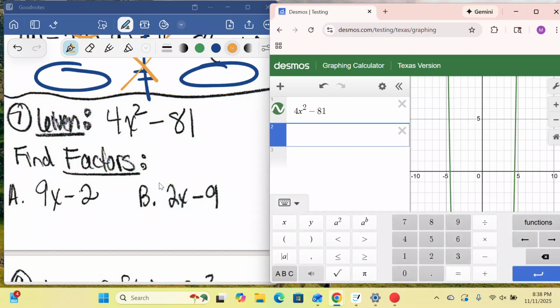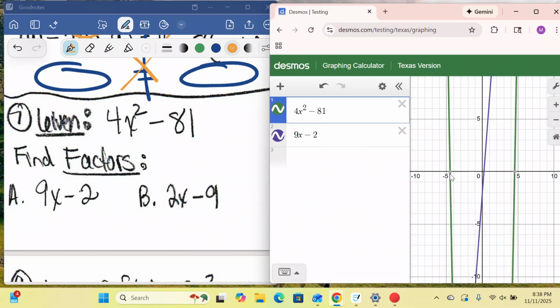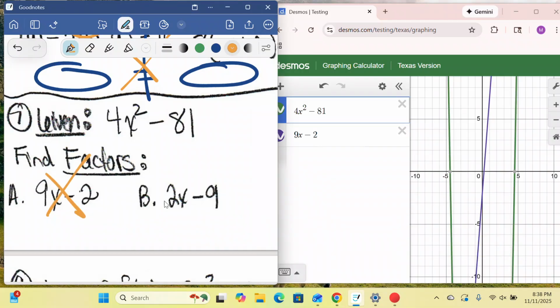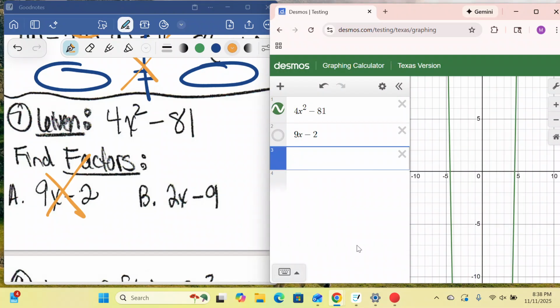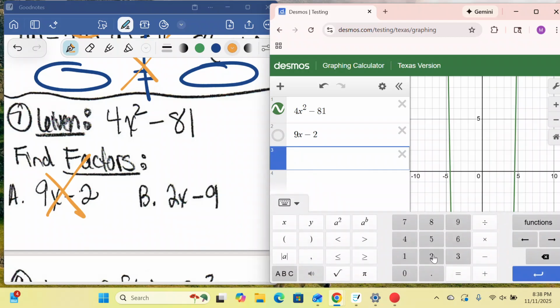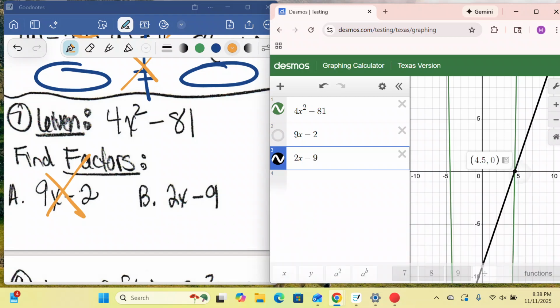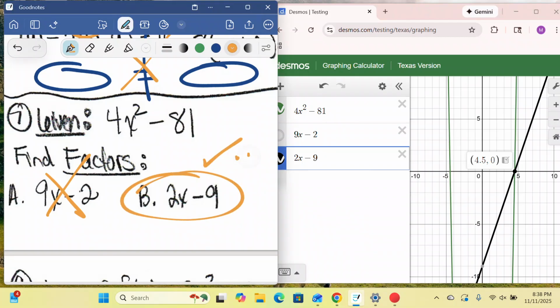So all I do is test this one, 9x minus 2. And if it goes through my x-intercept, then it is a factor. Doesn't go through this x-intercept and doesn't go through this x-intercept. So this one is not a factor. I'm going to test out B. Is B a factor? I can always leave that there and take this one out. So I'm going to go ahead and input 2x minus 9. Aha, it goes straight through my x-intercept. So this one is a factor. We can even put a happy face because it is a factor.